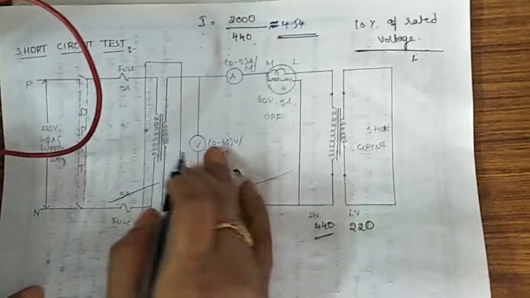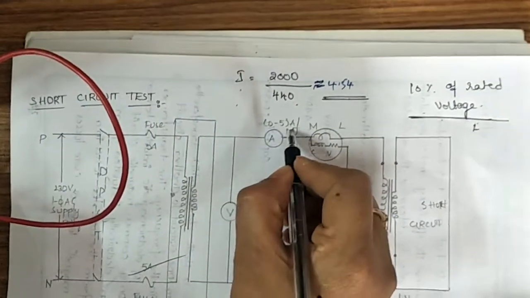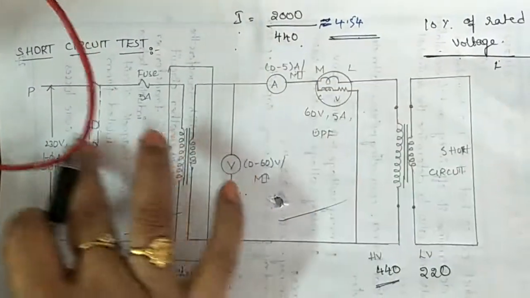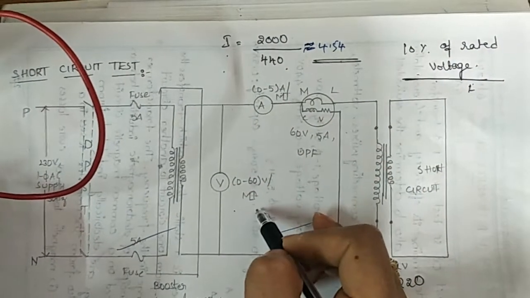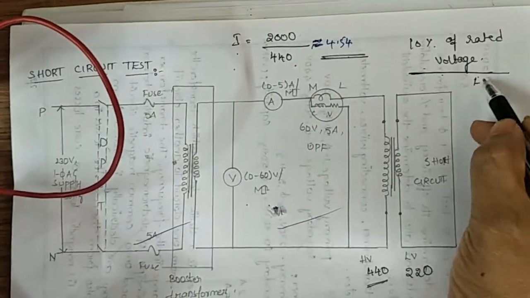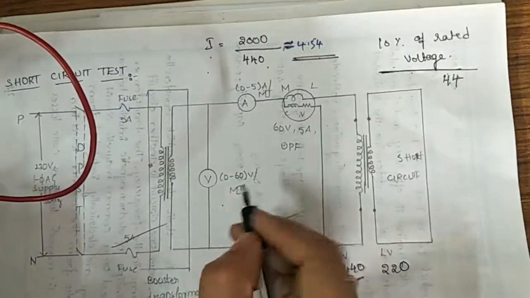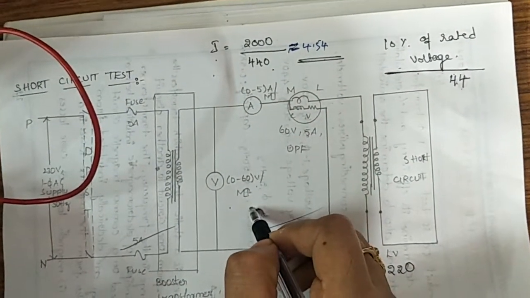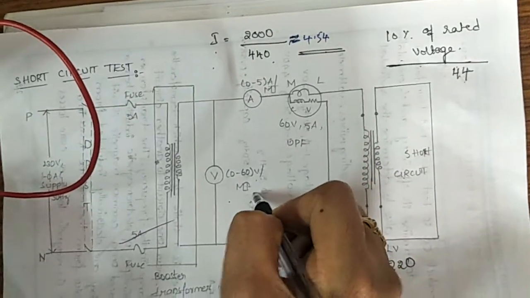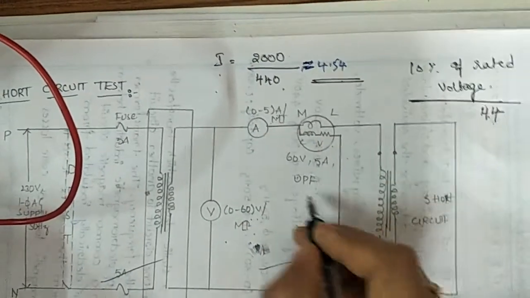From the nameplate details we have to fix the meter ratings. As the current is 4.54, we are considering the ammeter rating as 0 to 5 amps. As a transformer is an AC machine, all the meters are moving iron type. As the voltage applied is approximately 10% of the rated voltage, nearly 44, the meter rating is 0 to 60 volts. So both ammeter and voltmeter are moving iron type. And the wattmeter is 60 volts, 5 amps, UPF.